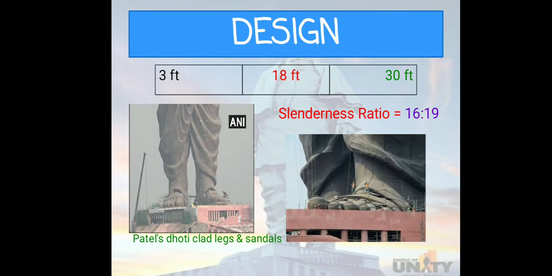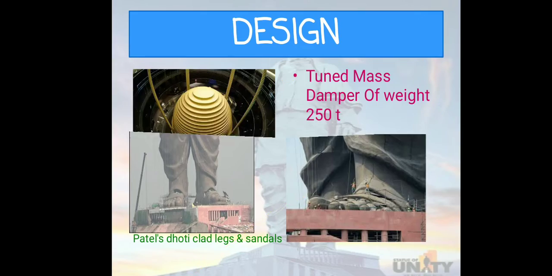Before constructing the original statue, the team made three models of various heights: 3 feet, 18 feet, and 30 feet. The slenderness ratio of the statue is 16:19. What is slenderness ratio? It is the ratio between the height of the structure and the width of the structure.